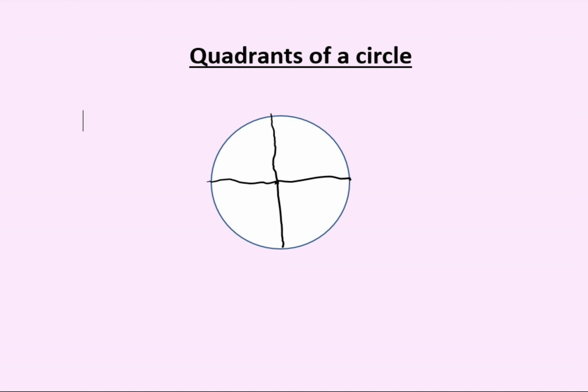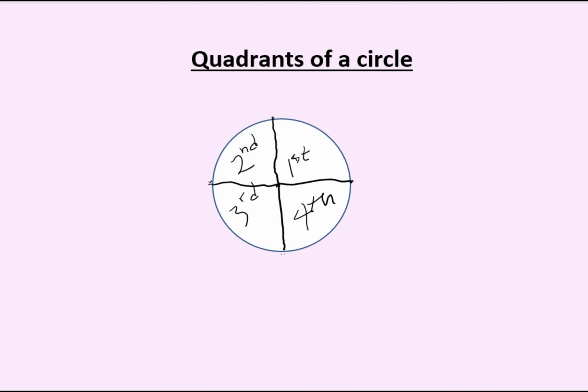So let's identify the quadrants. The quadrants are numbered anti-clockwise. So it's starting from this place. This is the first quadrant, anti-clockwise. This is the second quadrant. This is the third quadrant. And this is the fourth quadrant. Those are the quadrants of a circle. They are numbered anti-clockwise.